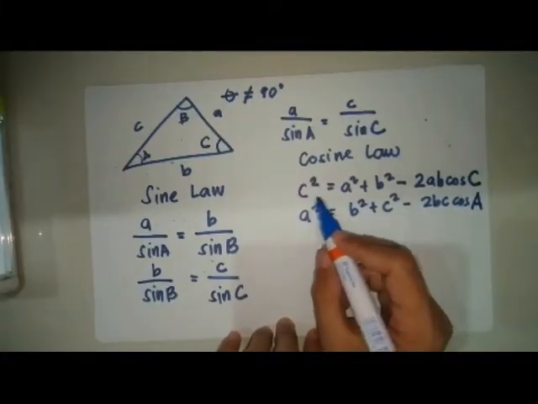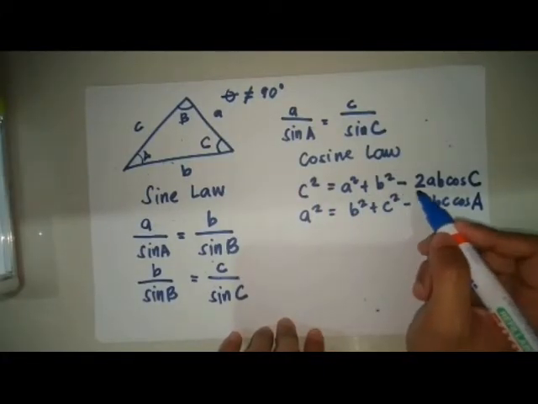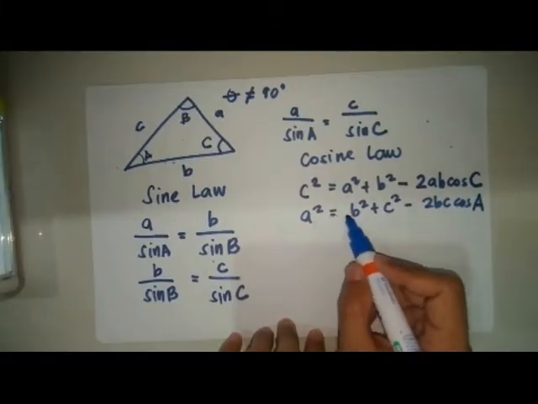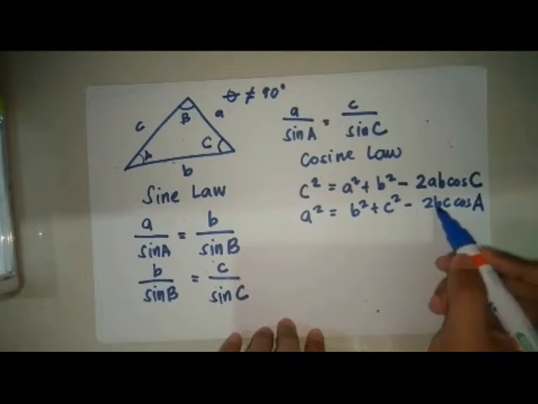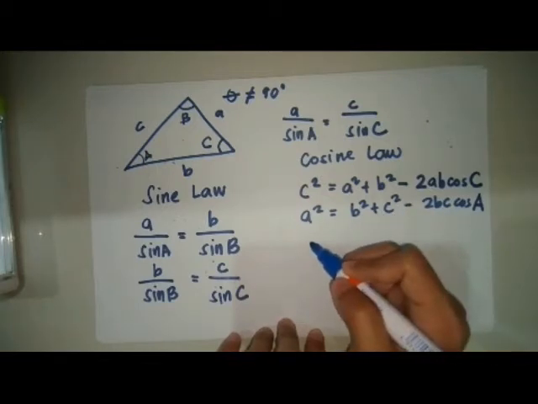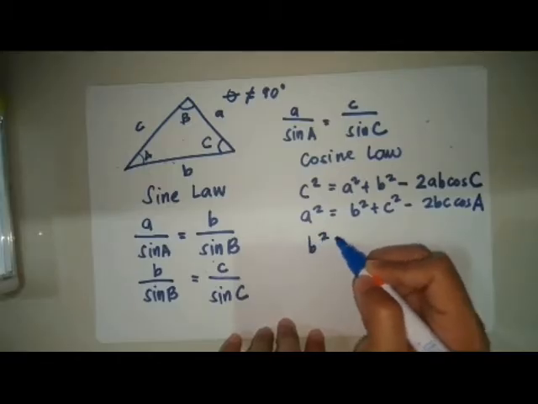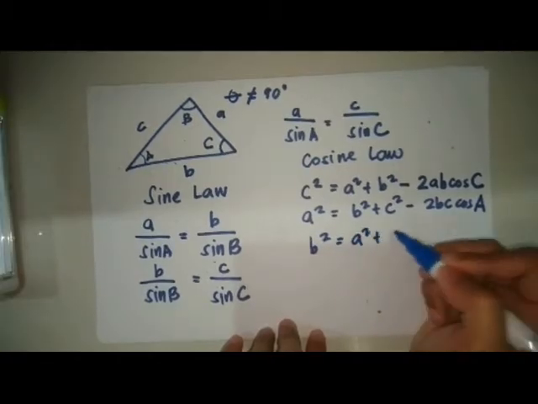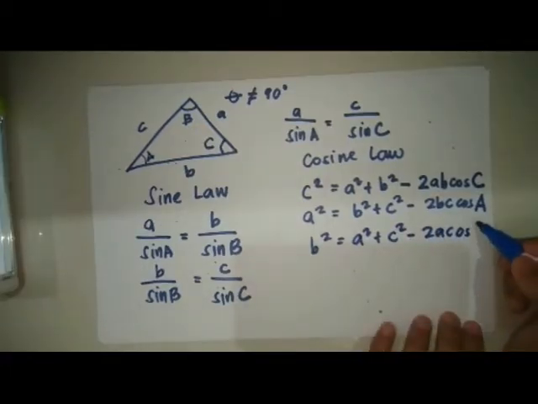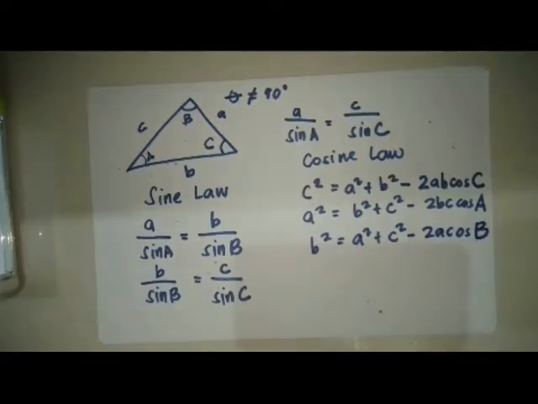So, you have C squared is equal to A squared plus B squared minus 2AB cosine C. So, pwede rin, you have A squared is equal to B squared plus C squared, so dito, 2 times, you have here B and C. So, pwede rin you have B squared that is equal to A squared plus C squared minus 2AC cosine of your angle B. So, these are the solutions for oblique triangle.